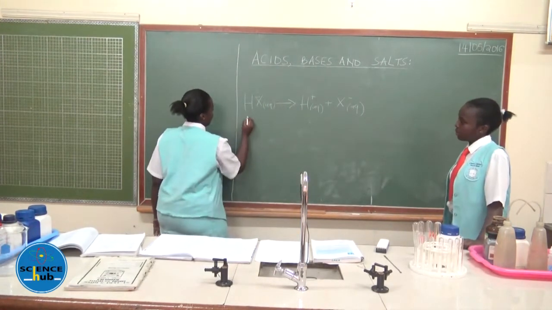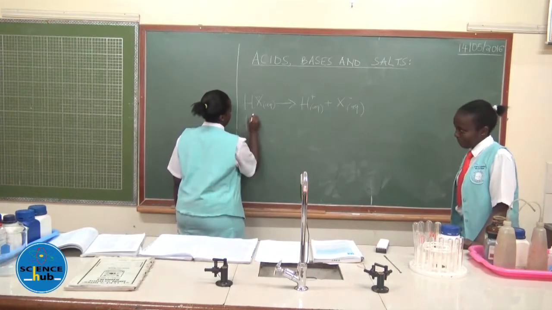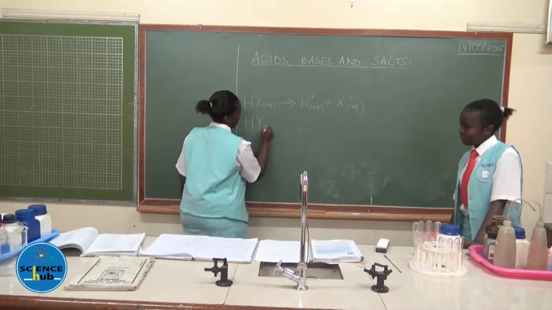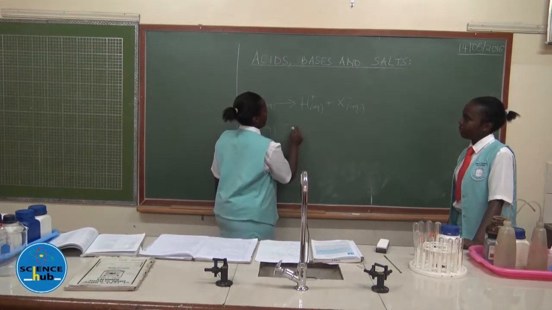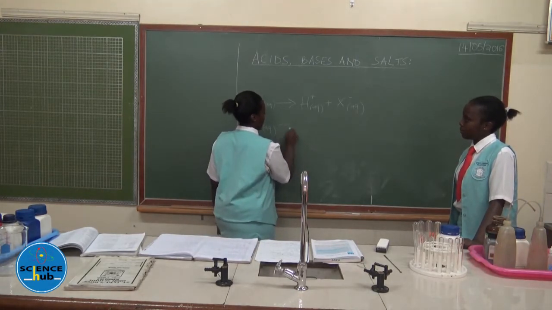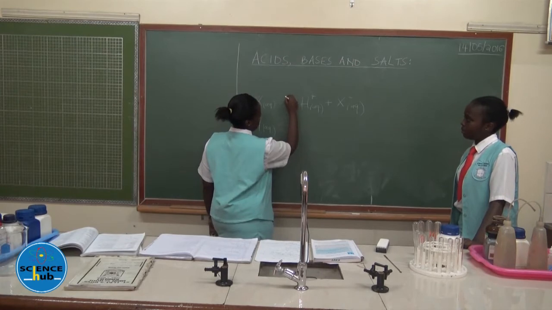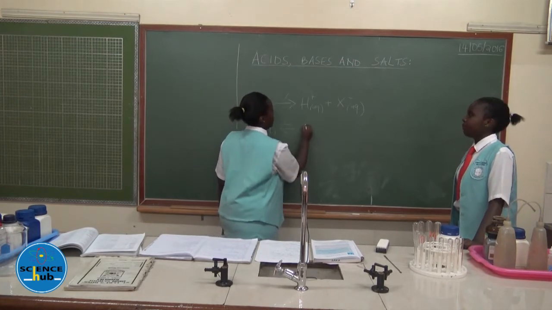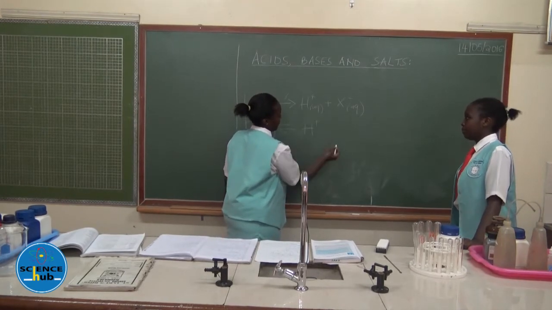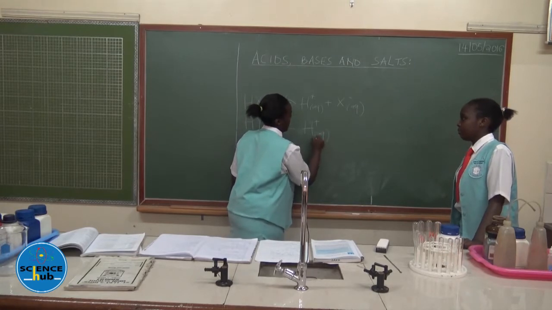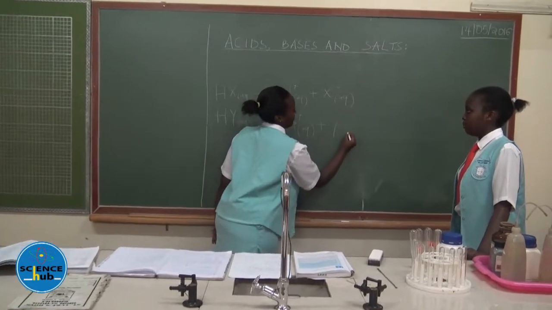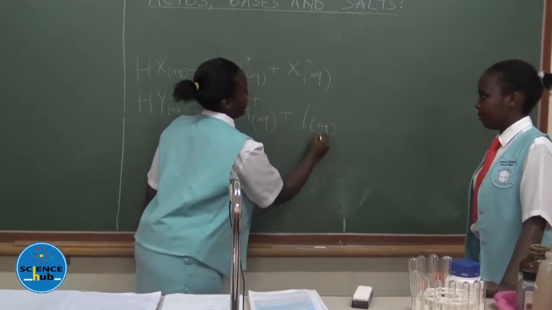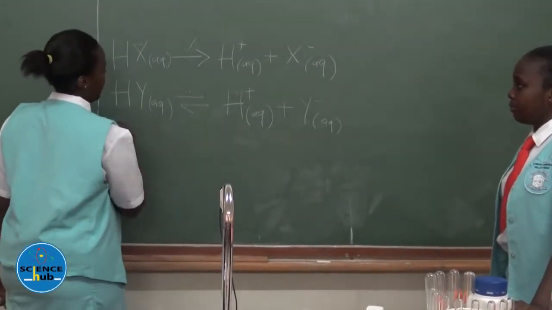While in organic acids, for example HY, which is aqueous, it will dissociate not fully but partially. That's why this arrow means fully, and this one means partially, into hydrogen ions, which are aqueous, and the Y- ions, which are negative and aqueous. Which means that this can easily go back to this.